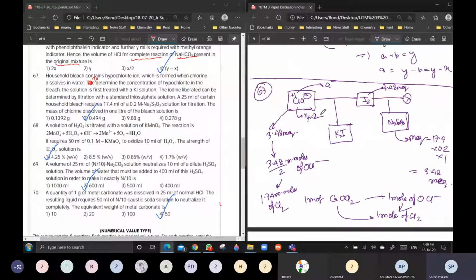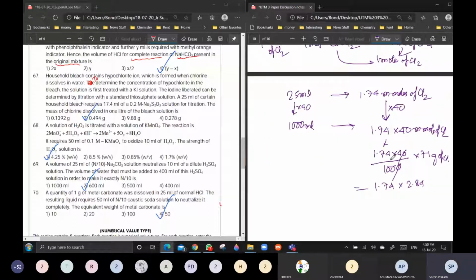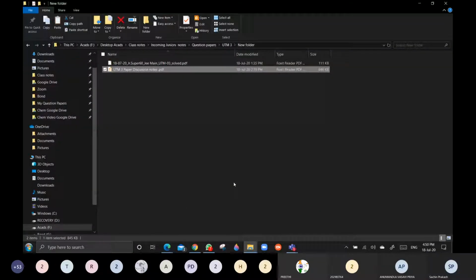Have we done something wrong? 117.4 into 0.2 is 3.48, 3.48 by 2 is 1.74. So 1.74 into 40 by 1000. So it should be 4.94 grams, not 4.494 grams. Let me check.